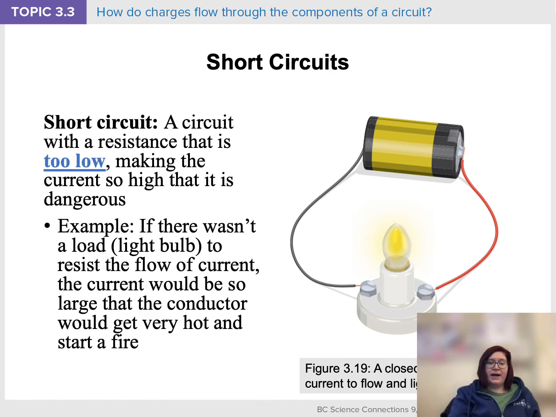A short circuit happens when you have a circuit with resistance that's too low. There's not enough slowing down the current, and that makes the current so high that it's dangerous. For example, in this circuit, if there wasn't a load, a light bulb, to resist the flow of the current, the current would be so large that the conductor, the wire, would get really, really hot and start a fire. So that's what a short circuit is.